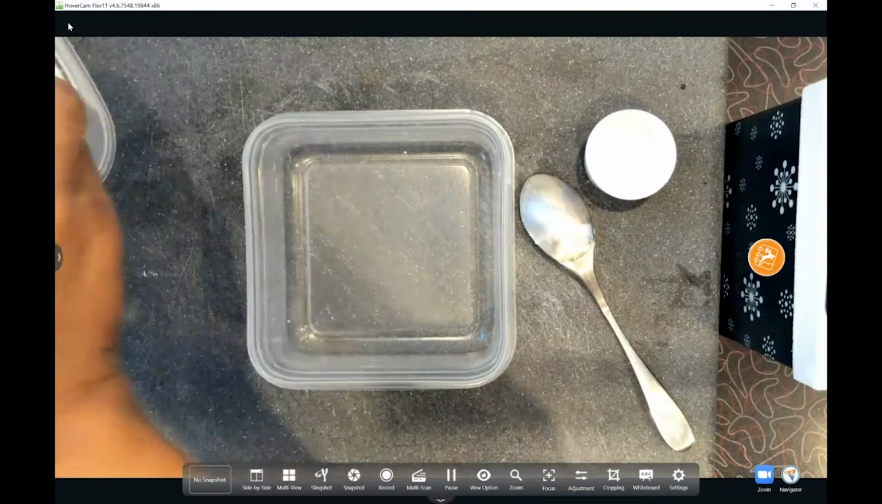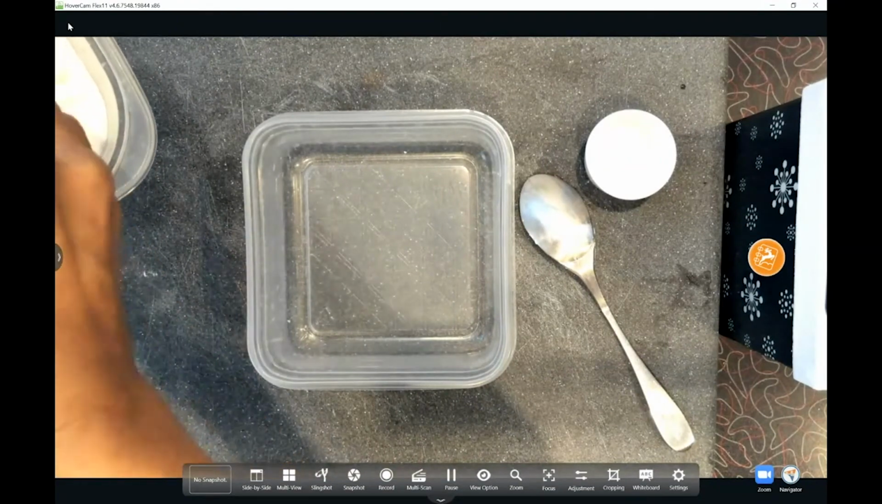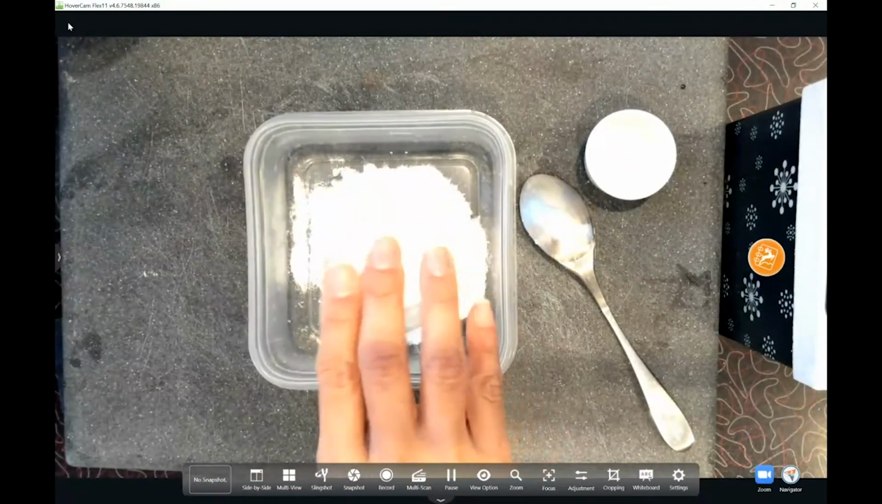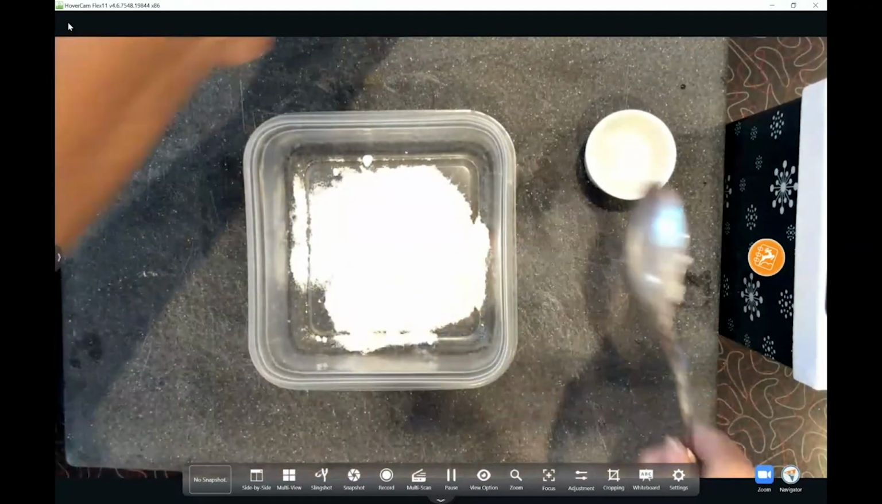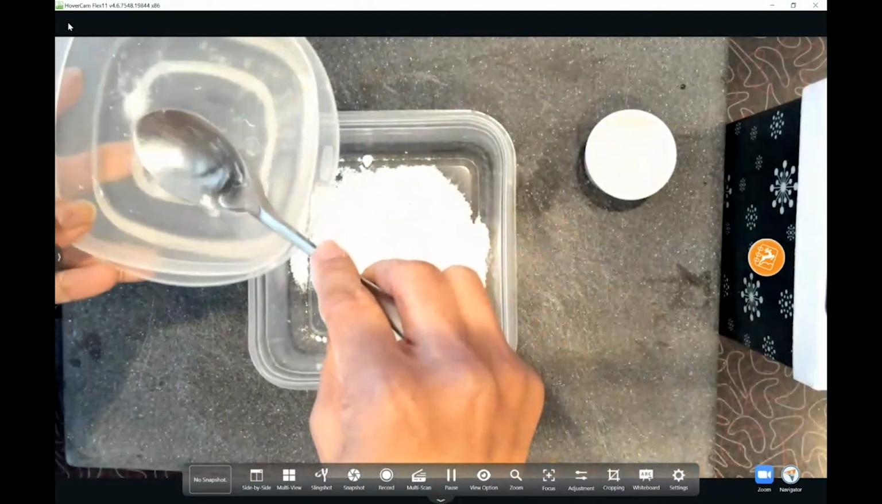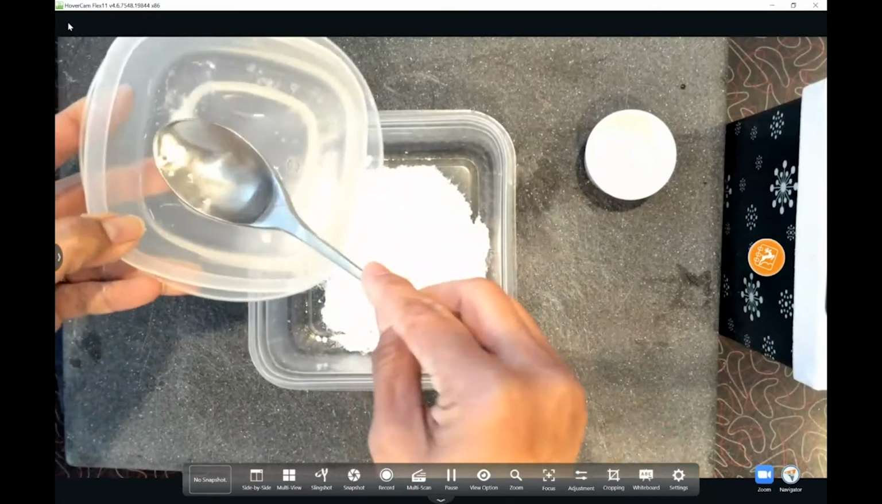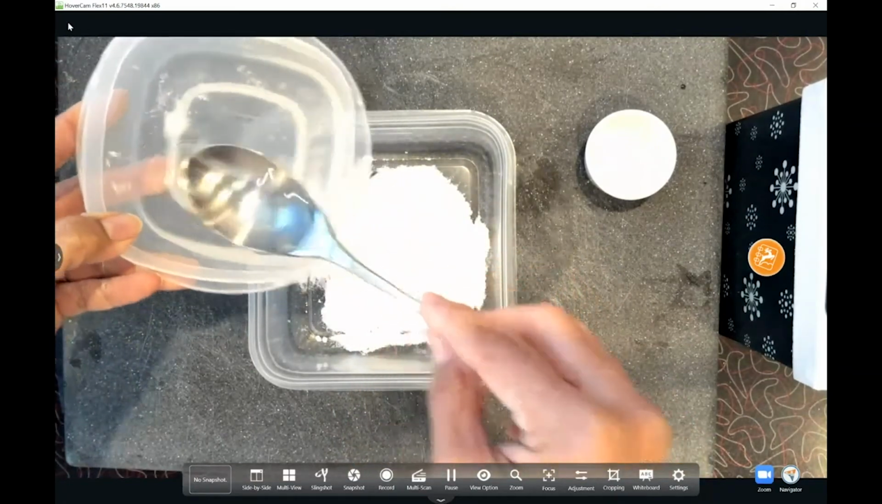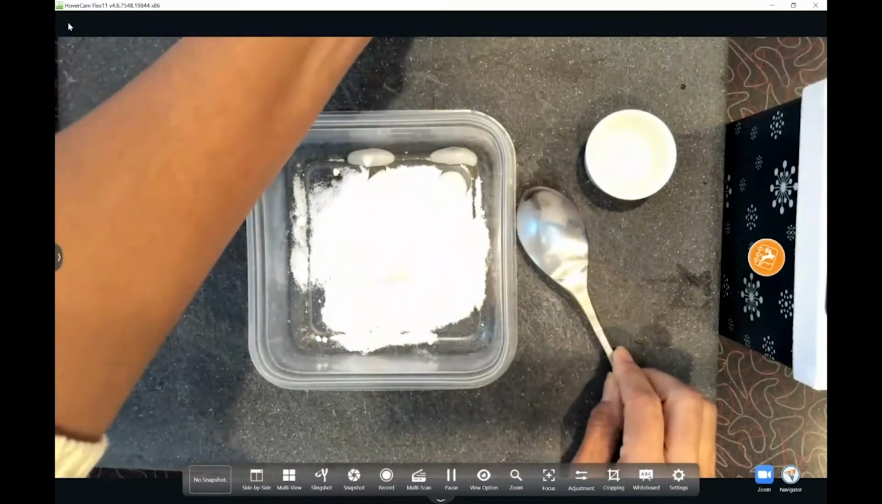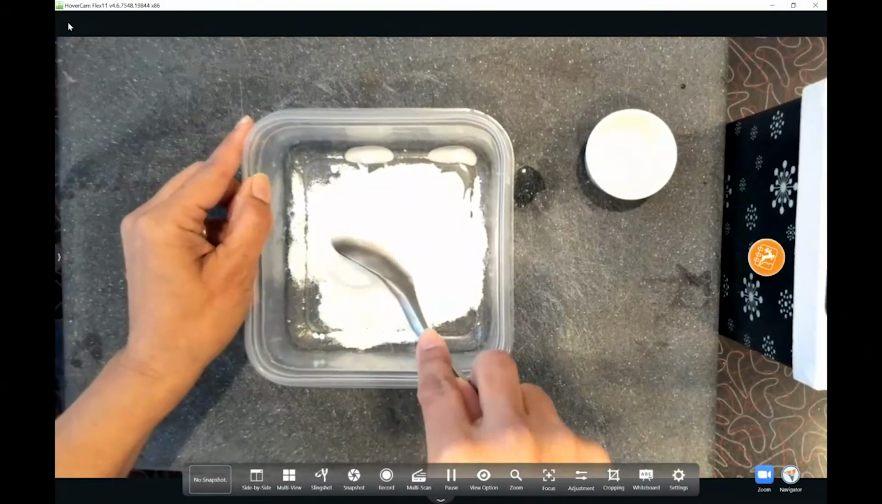If you remember, I had about almost a full cup of baking soda. And I remember I needed 3 spoonfuls of water. So I'm going to do 2, 3. So right now it's a ratio of 1 to 3.